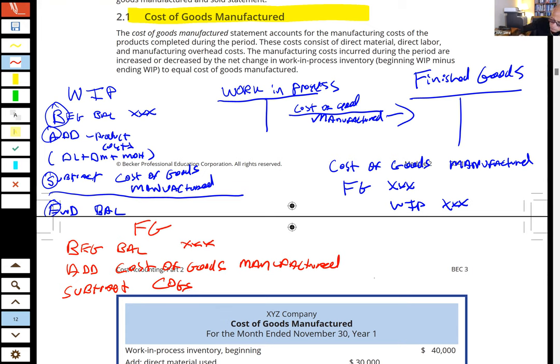I guess I should continue with the X's over here. Beginning balance. I'll write my X's over here. Cost of goods manufactured gets added. Subtract what? Cost of goods sold, whatever that is. And then that yields me what? The ending balance in the finished goods.